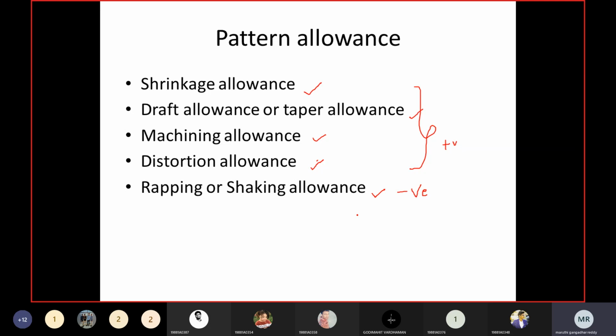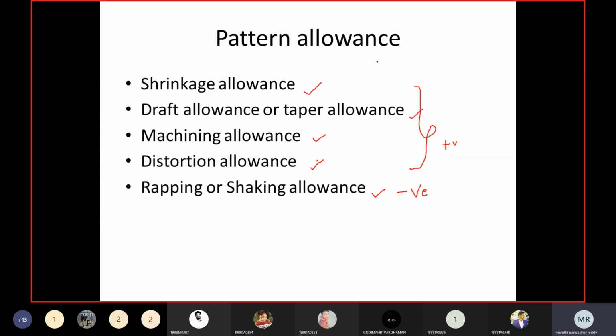Why is it called a negative allowance? Why are these four called positive allowances? Shrinkage allowance, draft allowance, machining allowance, and distortion allowance: in all these four cases, we are making the pattern bigger in size than that of the casting. But for the wrapping or shaking allowance, we need to subtract the value. Why? Because while wrapping or shaking, the mold cavity size will get enlarged. To compensate for that, we need to subtract the value of the wrapping or shaking allowance. That's why it is called a negative allowance.